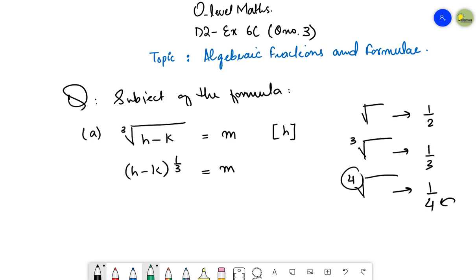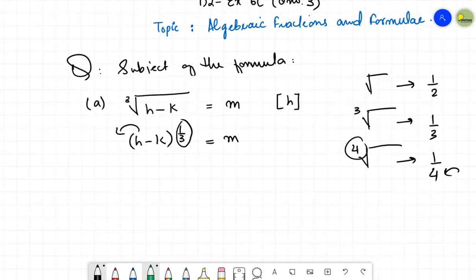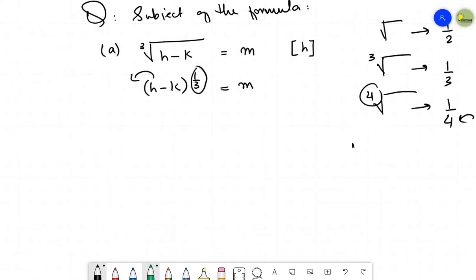If I want to find out, or I want to separate h, I want to just take this h, the variable h, out of the bracket. How can I do that? By removing this 1 upon 3. The bracket has a power 1 upon 3 on it. So I have to find a number that can be multiplied with 1 upon 3 so that the 3 can be cancelled from the denominator. What I'm saying is that in this case, 1 upon 3 needs to be removed so that you can take h minus k out of the bracket.